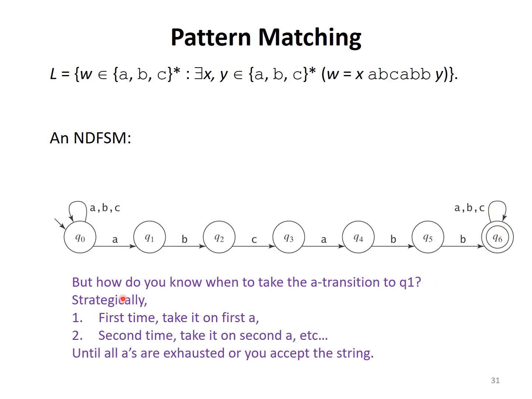But how do you know when to take the transition to Q1 strategically? The first time it can take it on the first A, the second time on the second A, and so on, until the A's are exhausted or you accept the string. I hope you understand this concept.